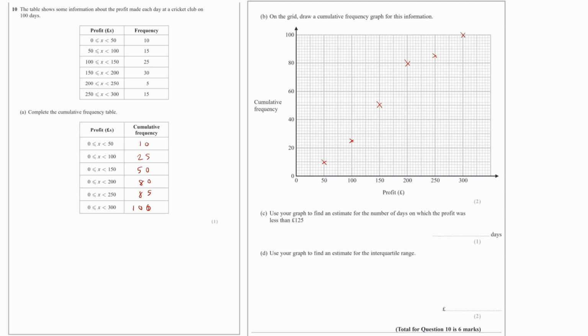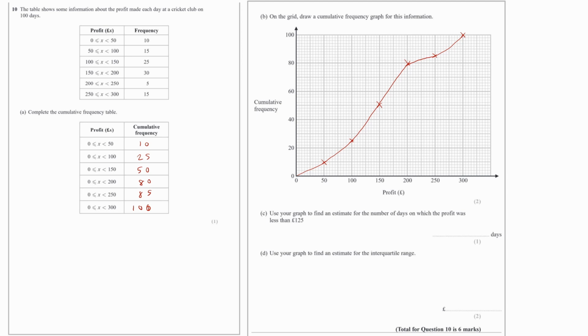And now we need to draw the graph. So starting at 0. Right, okay, so that's my cumulative frequency graph.